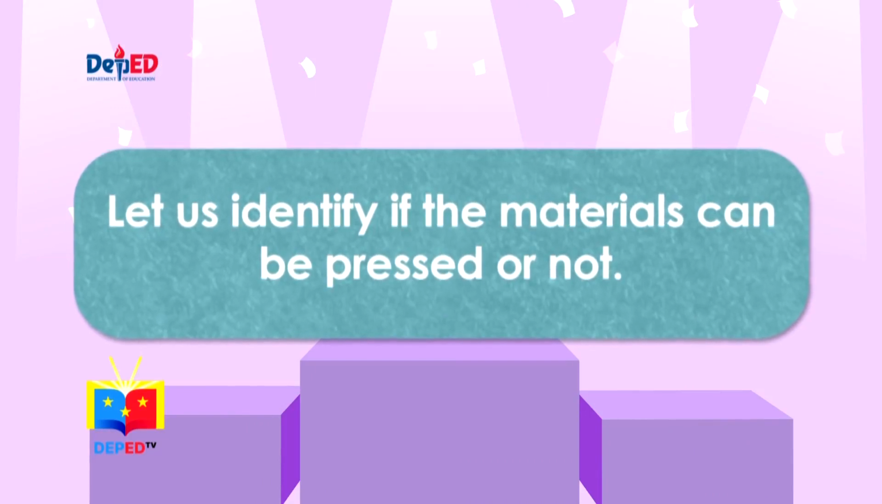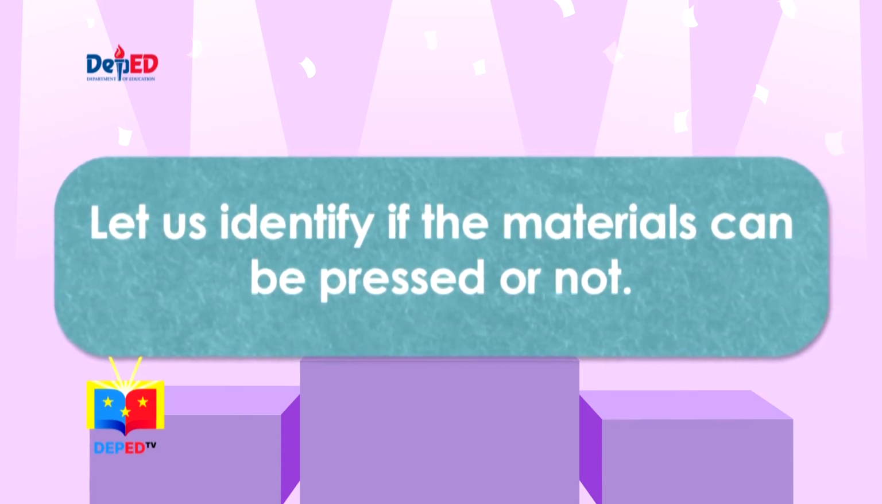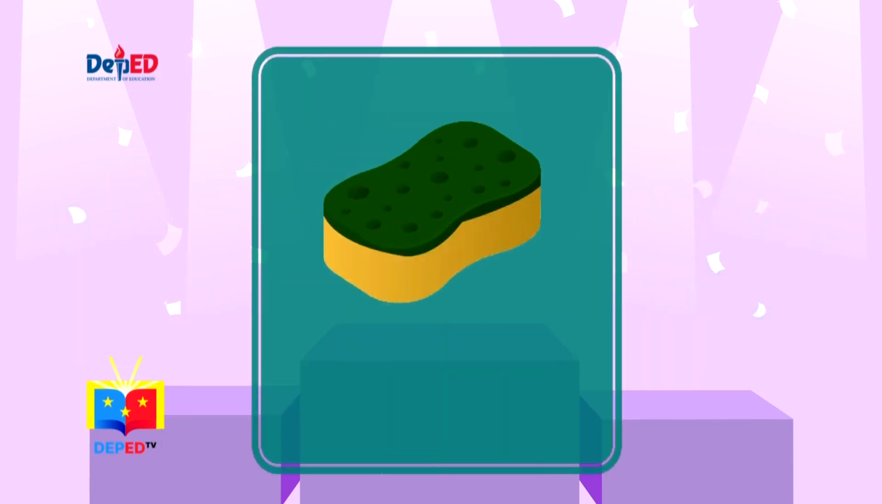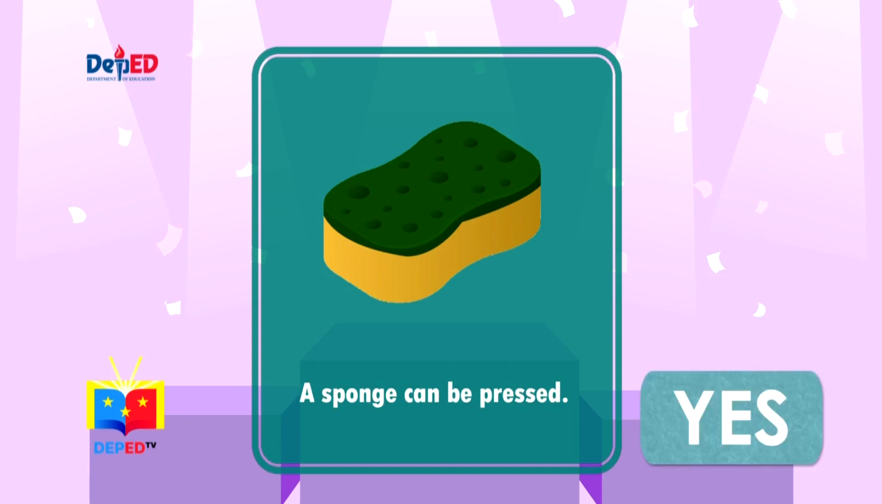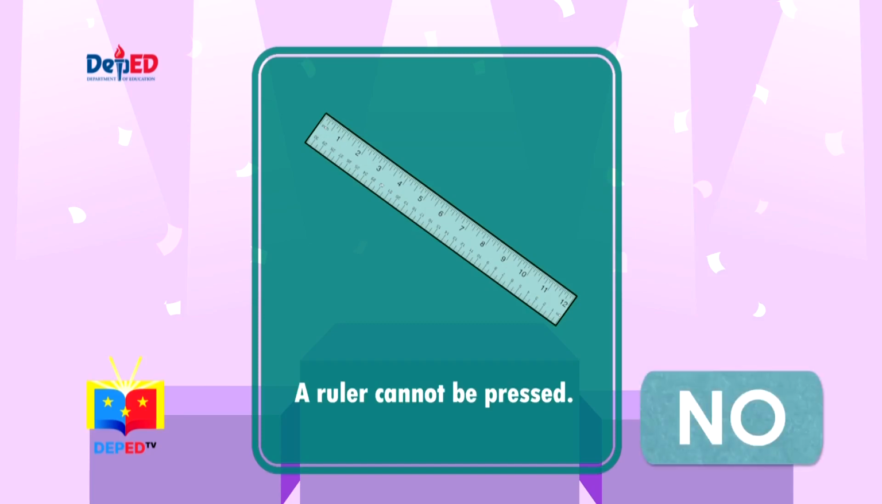Can you identify if the material can be pressed or not? Can a sponge be pressed? Yes or no? The answer is yes. A sponge can be pressed. Can a ruler be pressed? Yes or no? The answer is no. A ruler cannot be pressed.